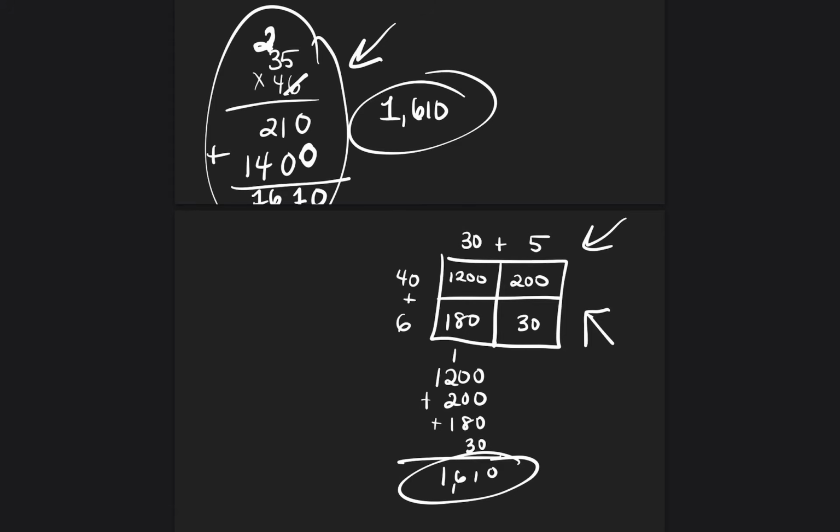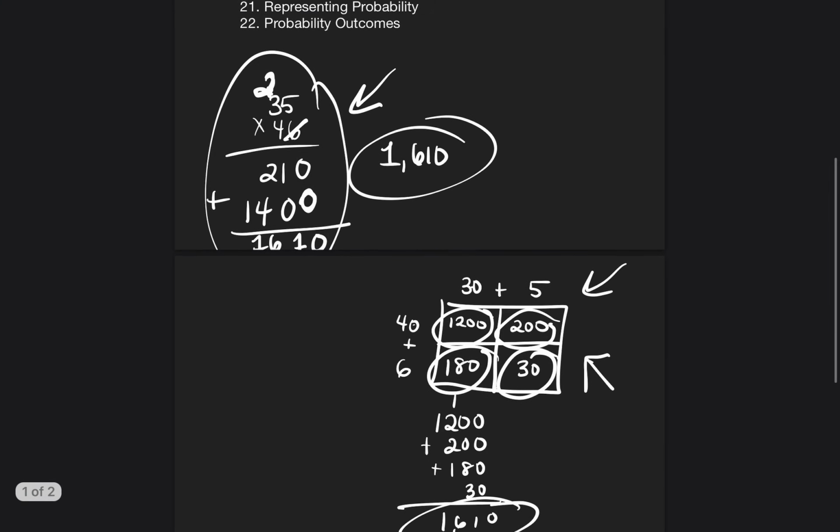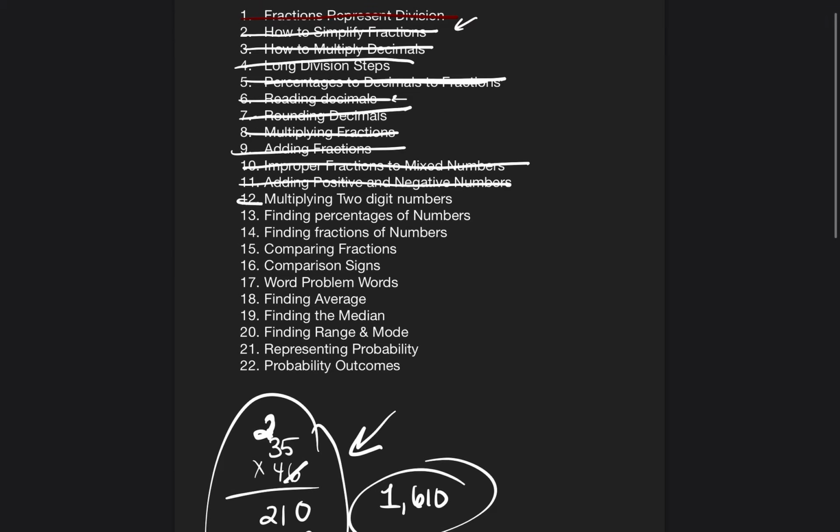So a lot of things can go wrong with this standard form. So the reason why I like this method is because 30 times 40 is mental math. 5 times 40, mental math. 30 times 6, mental math. 5 times 6, mental math. And then adding them up together is much easier and I don't miss any steps. So that's another way that you can multiply two two-digit numbers.